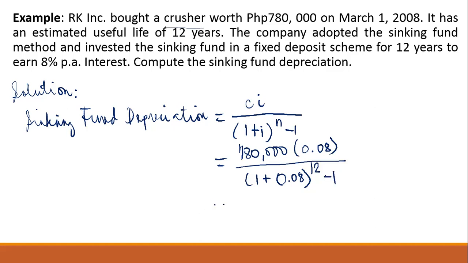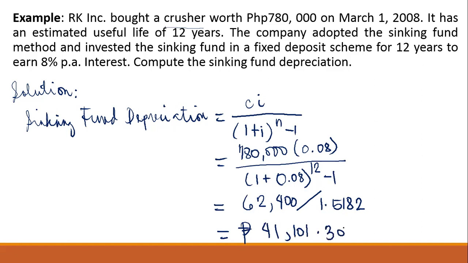Tapos, luwasan natin ang isa. So, the sinking fund depreciation is now equal to, so calculate muna natin yung nasa taas. Kaya, this is equal to 62,400 over 1.518. Okay? So, yung value nito ay ito. And so, the sinking fund depreciation of the crusher is now equal to 41,101 pesos and 30 centavos. Alright? So, that is the sinking fund depreciation.